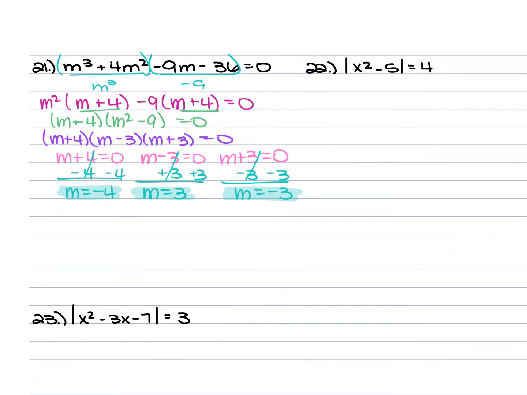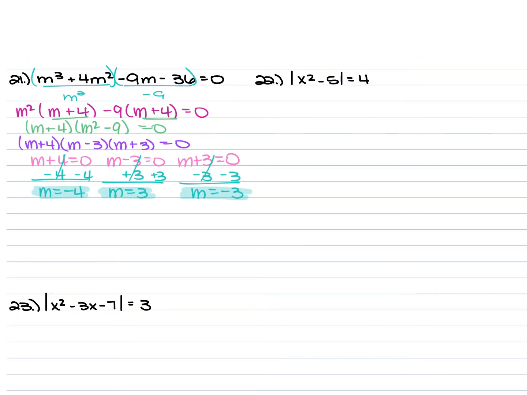For 22, you have the absolute value of x squared minus 5 is equal to 4. It is possible for the absolute value to equal a negative 4, so separate this into two equations without the absolute value. You're going to have x squared minus 5 is equal to negative 4, as well as x squared minus 5 is equal to positive 4.